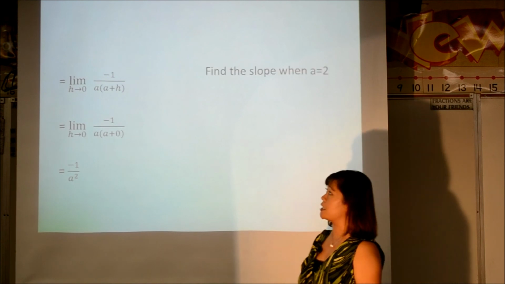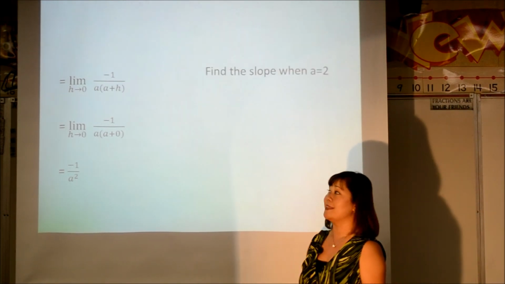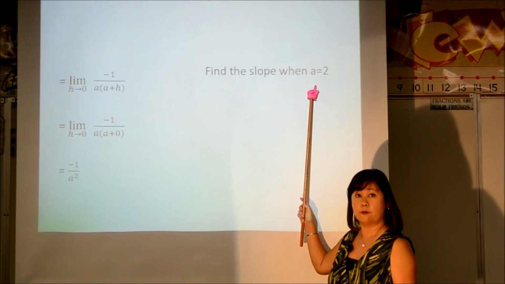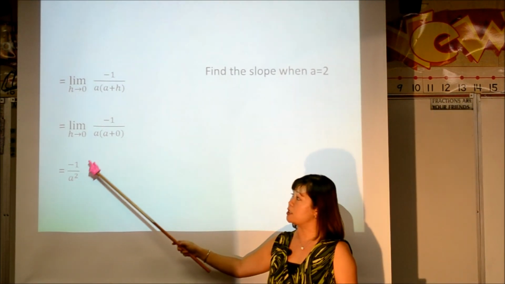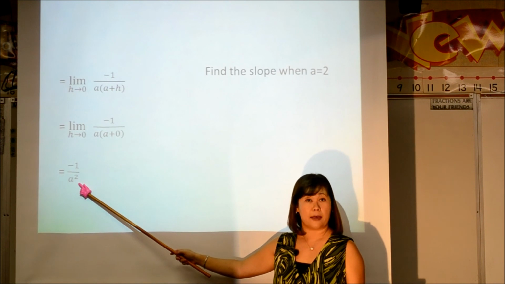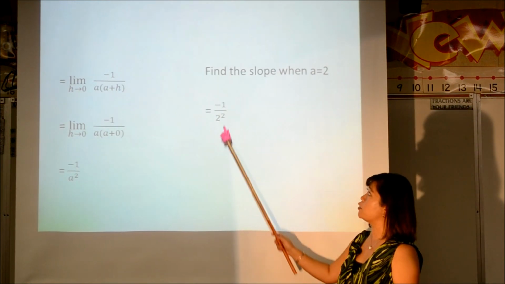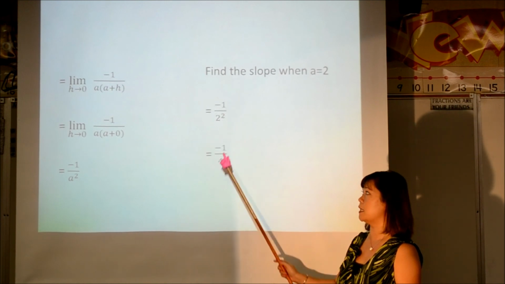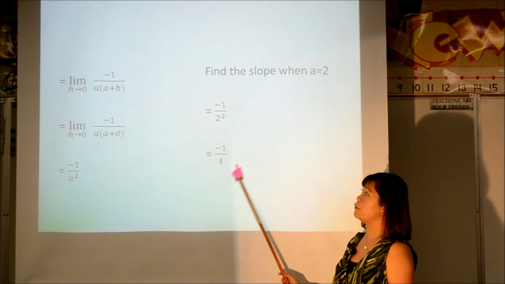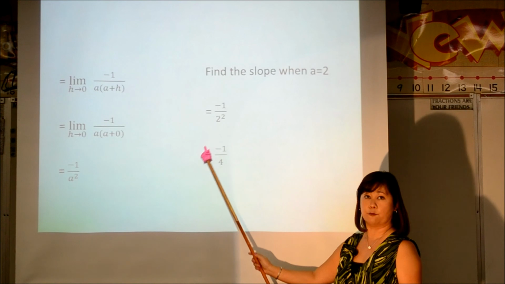Now if they ask us to continue on and find the slope, and they gave us the value of a, when in this case a is equal to positive 2, then we're going to substitute it into here and actually find the value of this. So if we find the value, it's going to be negative 1 all over 2 squared, which then becomes negative 1/4. So the actual value of the slope will be negative 1/4.